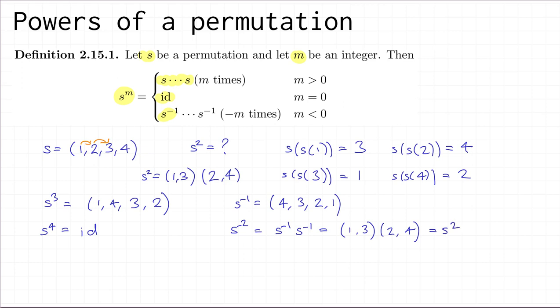And if you look at s to the minus 1, you'll notice that this is actually the same as s cubed. So they may not look the same, but remember there are lots of different ways, in fact 4 different ways, to write a 4 cycle, because you can start wherever you like. So thinking about that, you'll see that s cubed and s to the minus 1 are the same. They both send 4 to 3, 3 to 2, 2 to 1, and 1 to 4. So they really are the same. Alright, so there are some examples of finding powers of permutations.